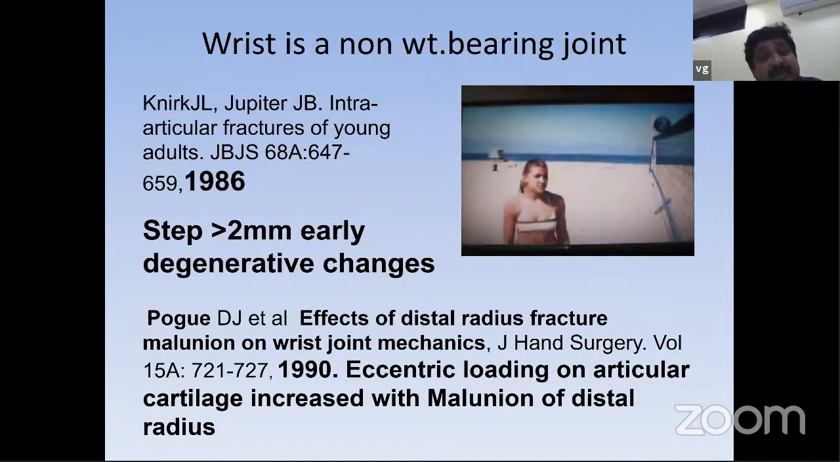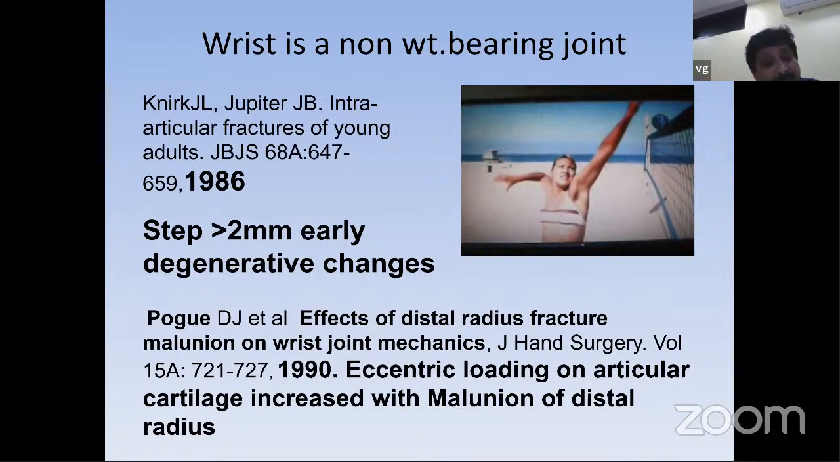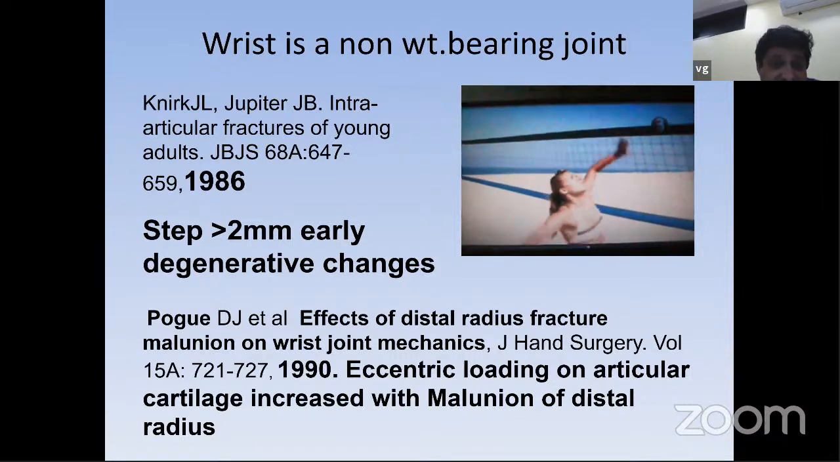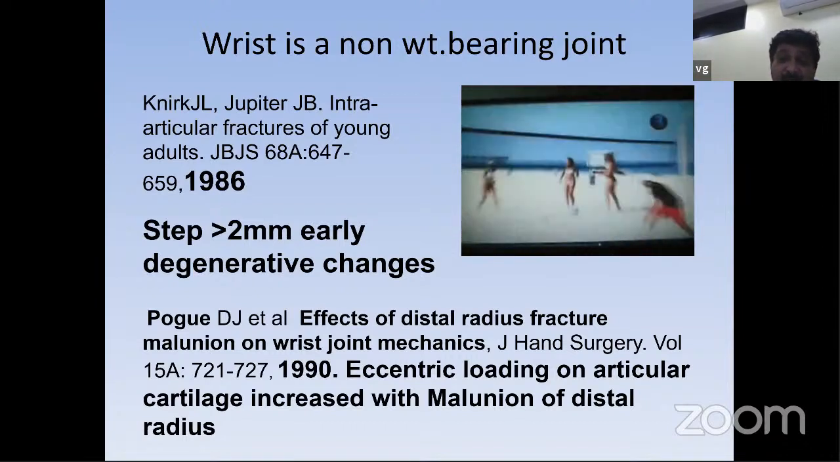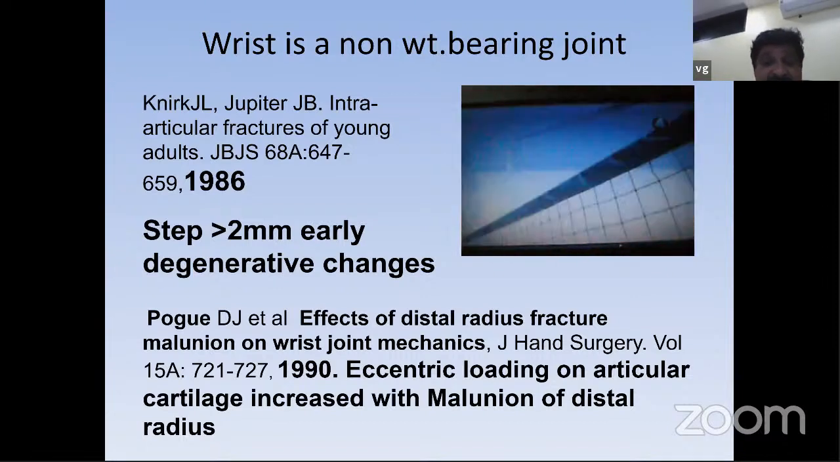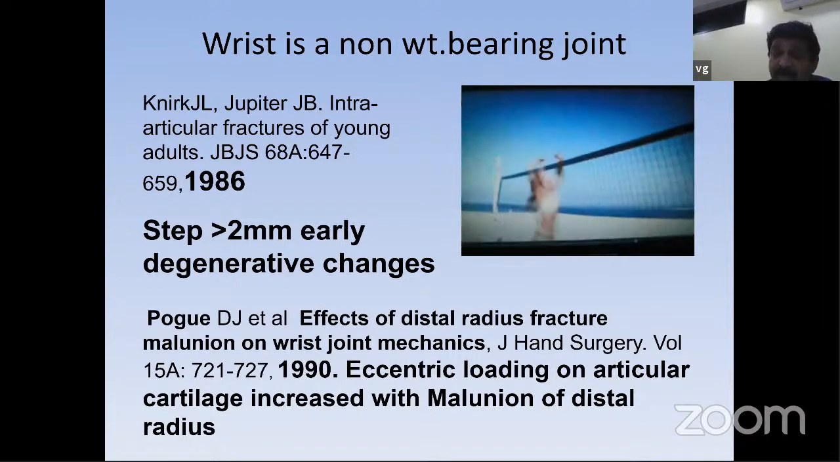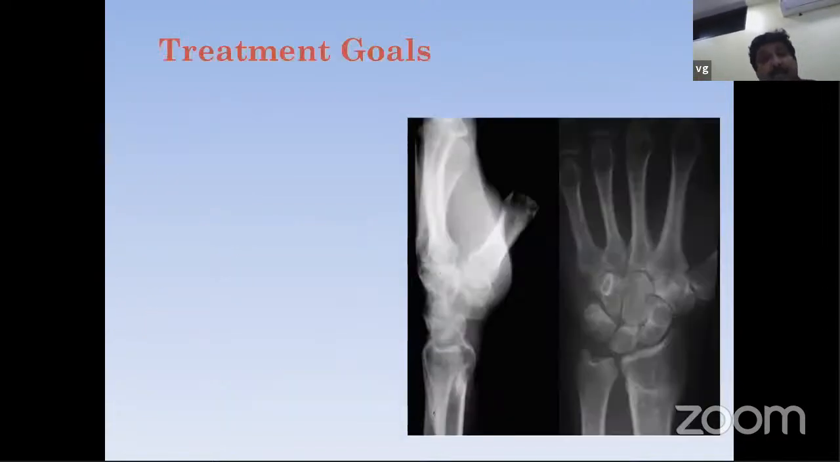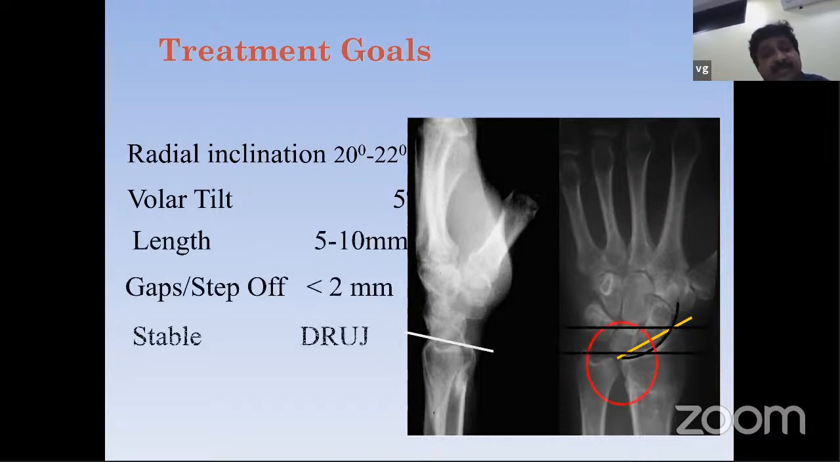So this was as early as 1986. Dr. Jupiter published his paper that whenever the step is more than 2 millimeters, there are degenerative changes in the wrist. And another paper, again in 1990, said whenever there's a malunited distal radius, there's increased eccentric loading of the cartilage on the malunion, which can cause arthritis. This has been well covered by Dr. Ajeet: volar tilt, length and gap, step off, DRUJ should be stable. So I'll not repeat that.